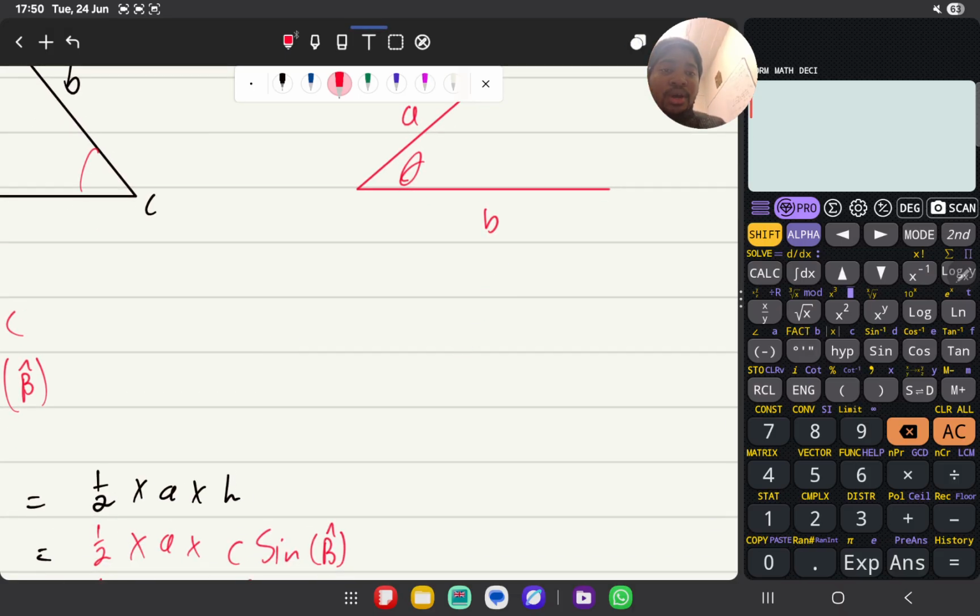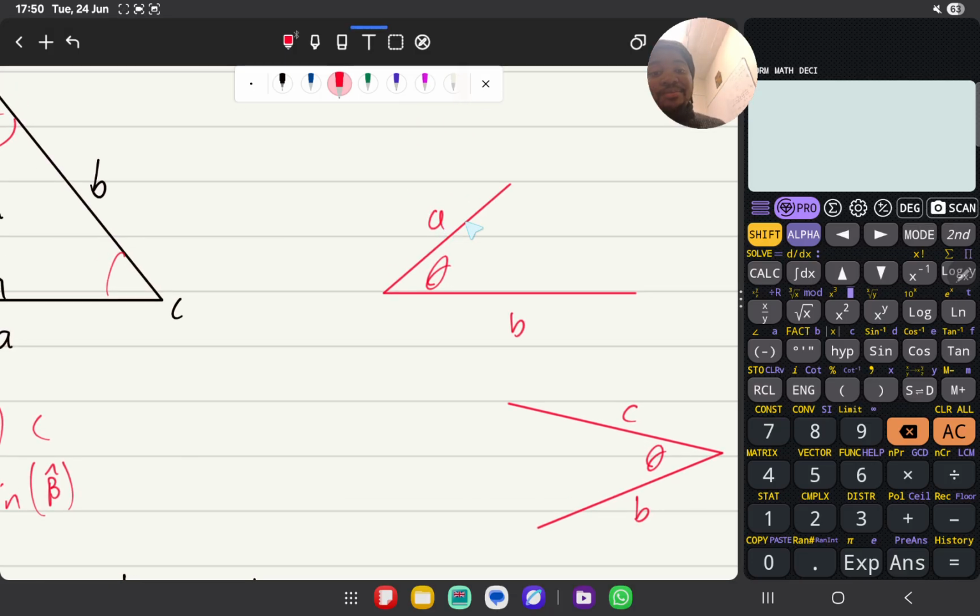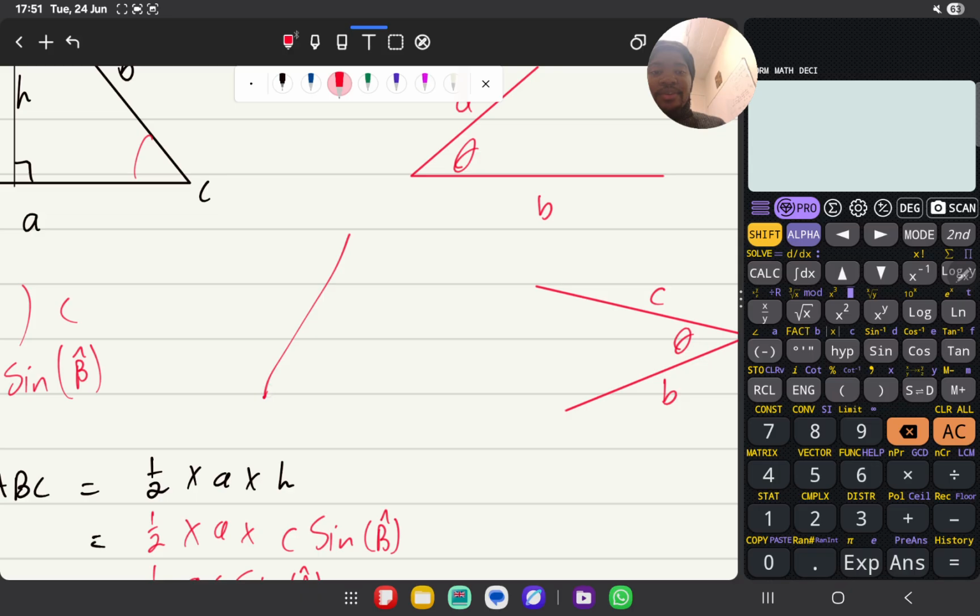Or another one could be, you have this angle, and then you have C, you have B. Do you understand? And then maybe just the last one, because now it's half times C times B times sine theta, right? Also here is the same thing, half times A times B times sine theta, right?